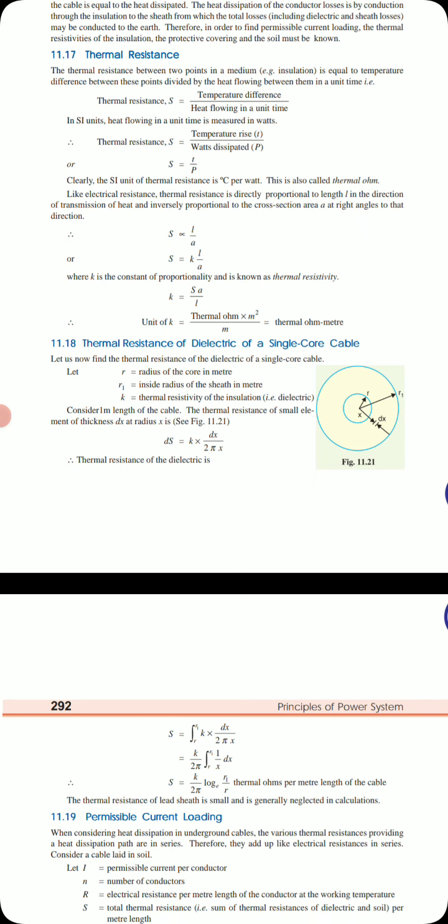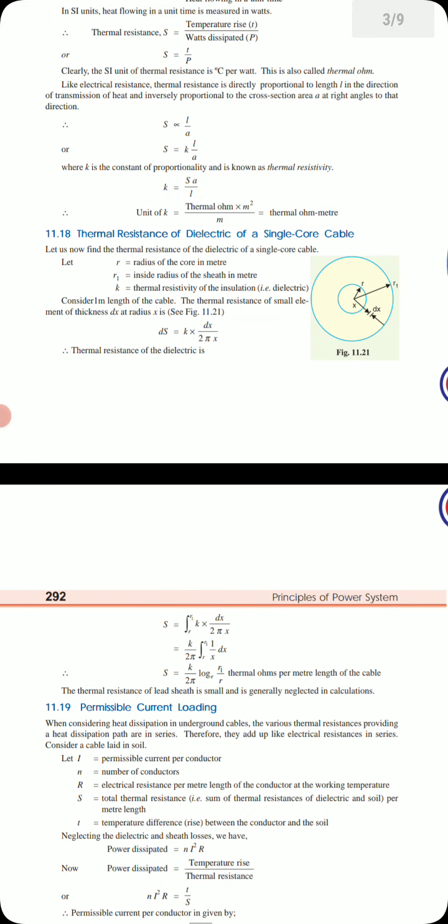Length is dx, and area is 2πx. Now the thermal resistance of the dielectric is given by integrating dS from R to R1, because we go from the conductor to the inner side of the lead sheath. So that is R to R1.